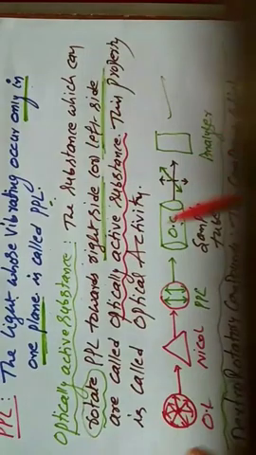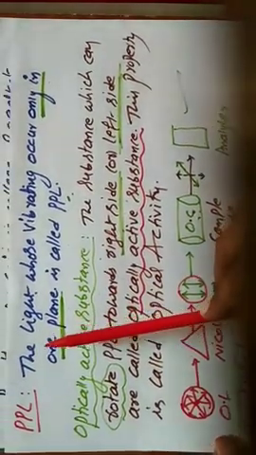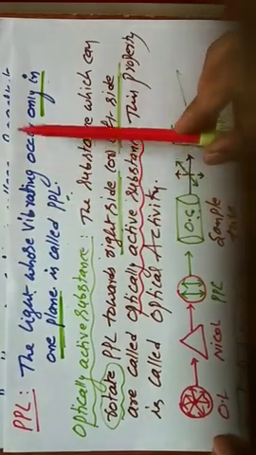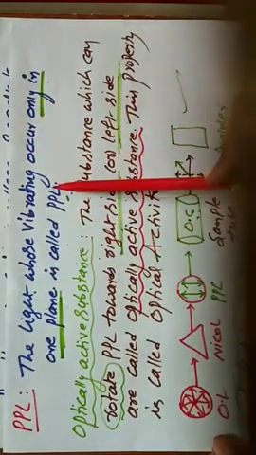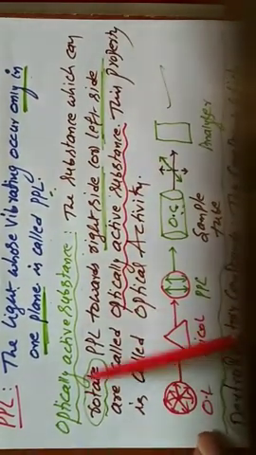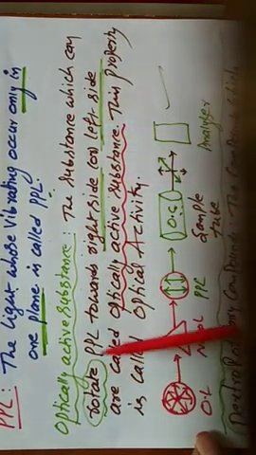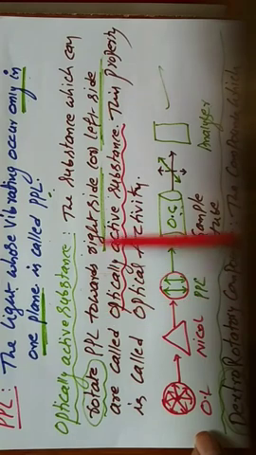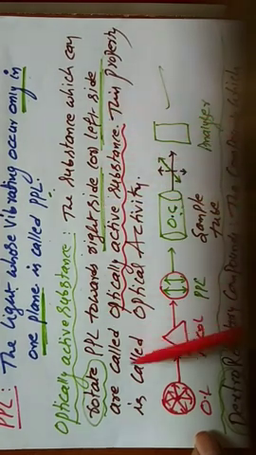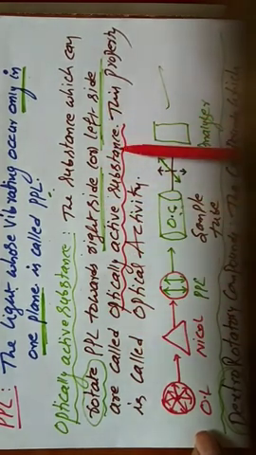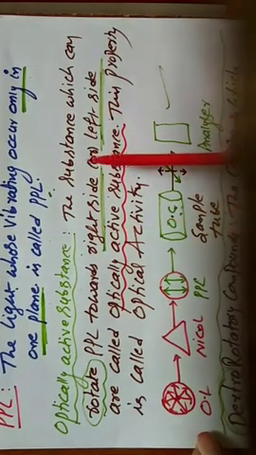So next, plane polarized light. The light whose vibrations occur only in one plane is called plane polarized light. Next, optically active substances. The substances which can rotate plane polarized light towards the right side or left side are called optically active substances. This property is optical activity.